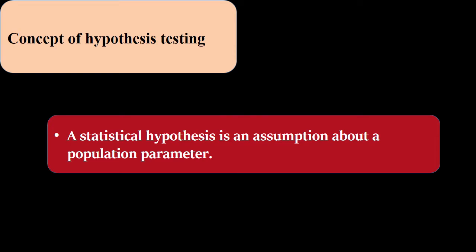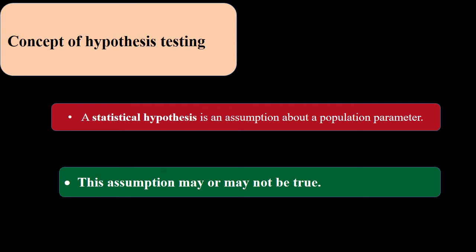Therefore, a statistical hypothesis is only an assumption about the population parameter, whether it is true or wrong. That's why we have two hypotheses, null hypothesis and alternative hypothesis. The next concept: this assumption may or may not be true. That's why we are doing this research.